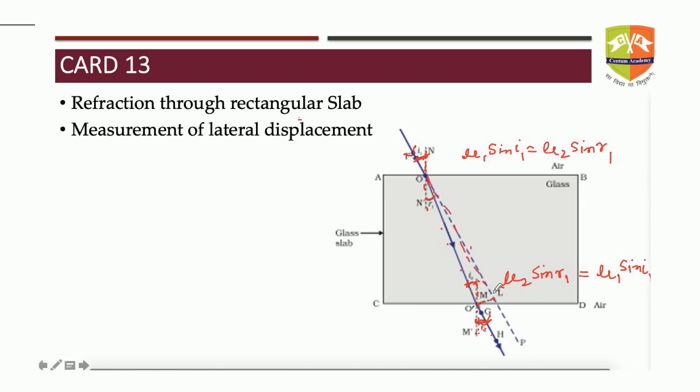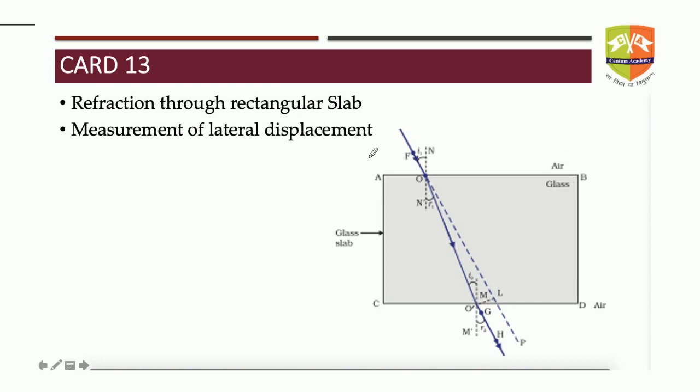Somebody was asking me a certain question. Sir, could you retell what lateral displacement is? Okay. I am saying that if there is no slab, then this is the incident ray. Yes or no? The incident ray will move in the FP direction. See, here P is given and here F is given. So this incident ray, if there is no glass slab, will go in the FP direction like this, this dotted line.